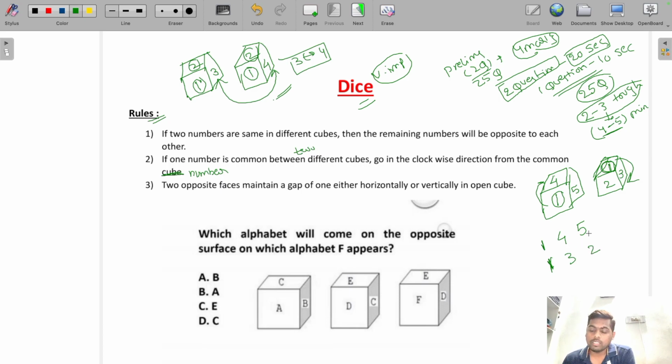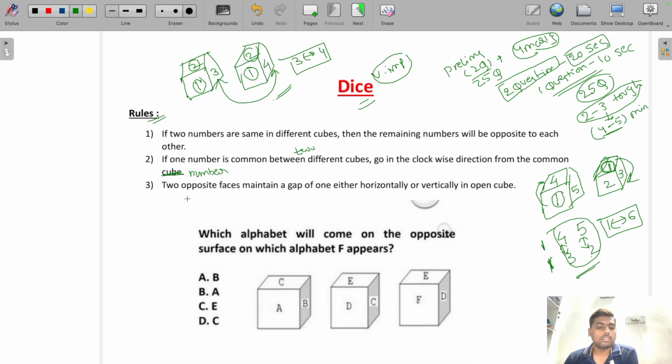After writing it like this, the remaining faces like 4 and 3 will be opposite to each other, and 5 and 2 will be opposite to each other. For 1, obviously, what is the remaining number? 2, 3, 4, 5 are gone, so the remaining number is 6. 6 is opposite to 1. You have to write it like this only. For many of the questions, the question will be solved like this only. I hope you are clear till here.